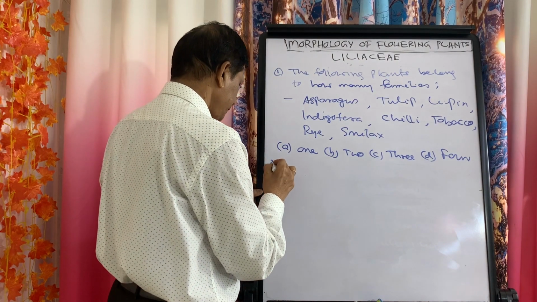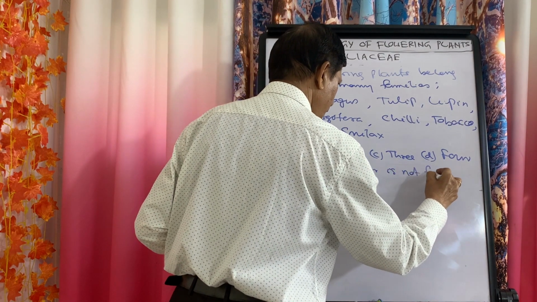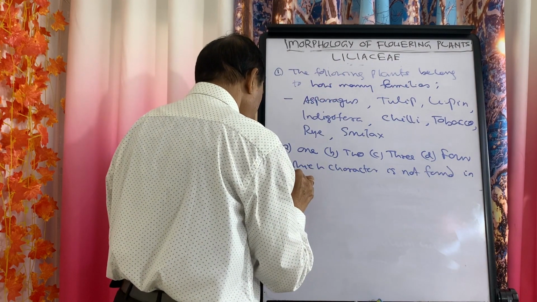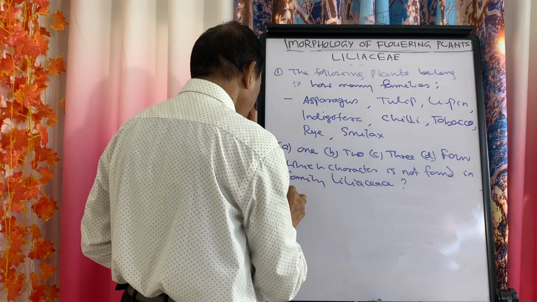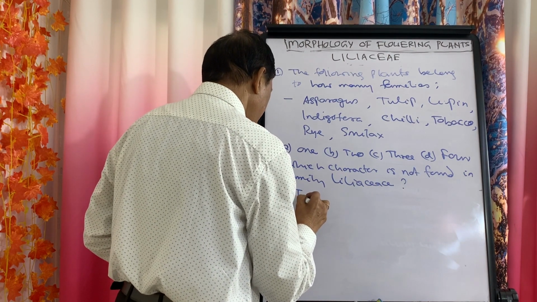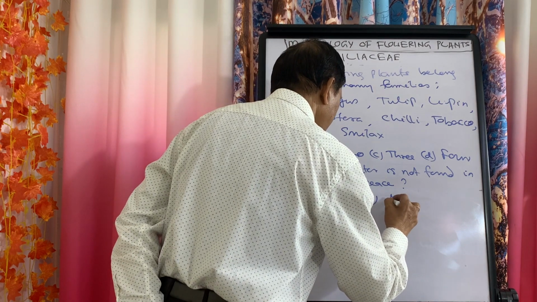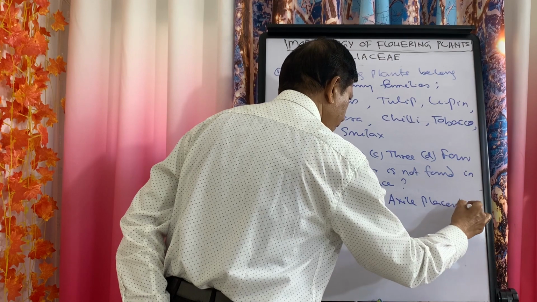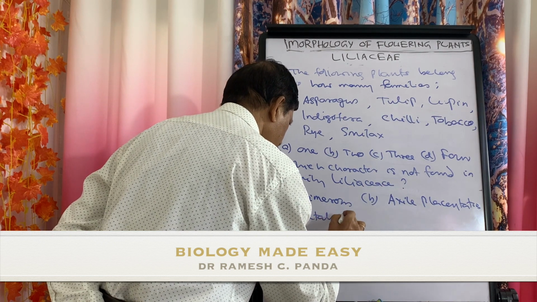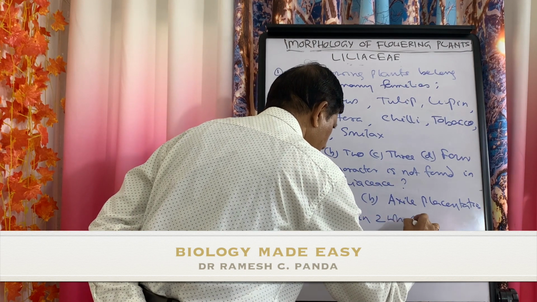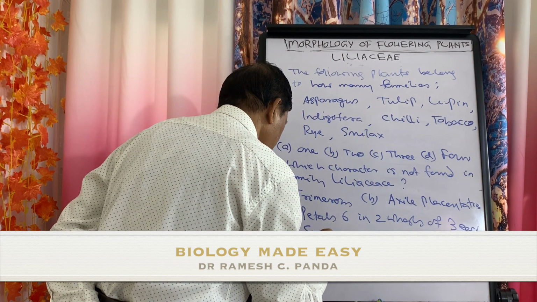The second question: which character is not found in family Liliaceae? A choice, trimerous. B choice, axile placentation. C choice, petals 6 in 2 whorls of 3 each. And D choice, superior ovary.